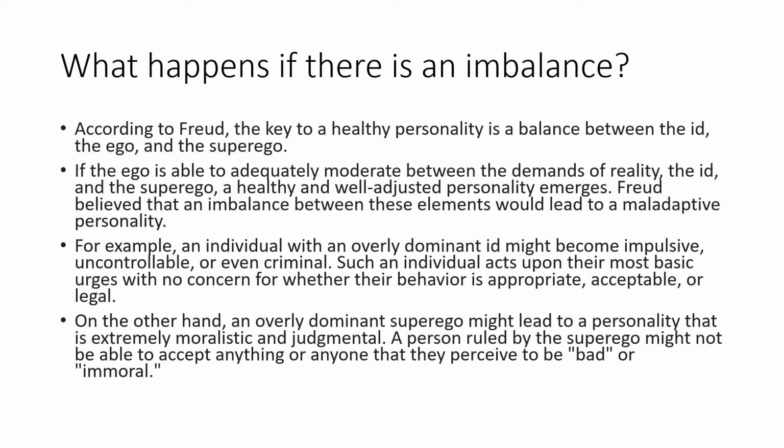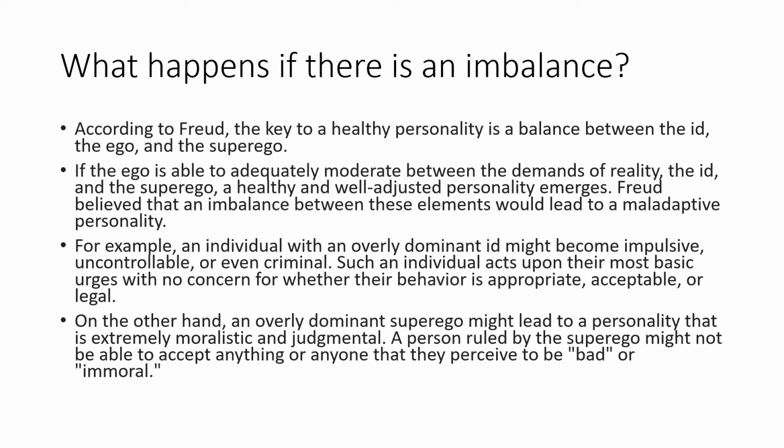What happens if there is an imbalance? According to Freud, the key to a healthy personality is a balance between the id, the ego, and the superego. If the ego is able to adequately moderate between the demands of reality, the id, and the superego, a healthy and well adjusted personality emerges. Freud believed that an imbalance between these elements would lead to a maladaptive personality.